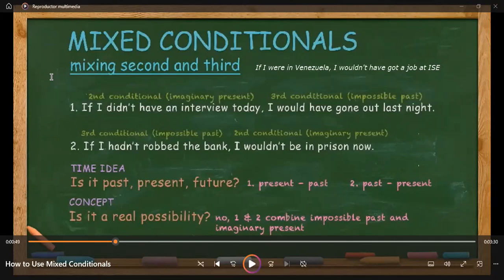Did you get it? Almost. I have to see the exercise. Okay. Let's continue.